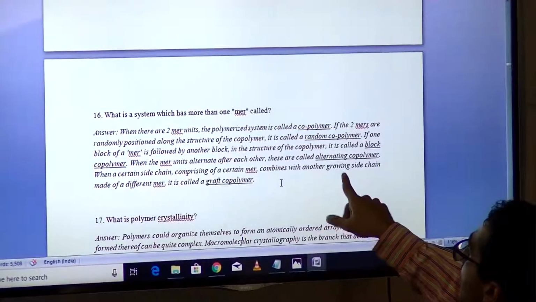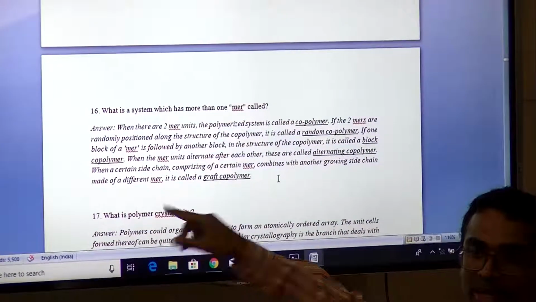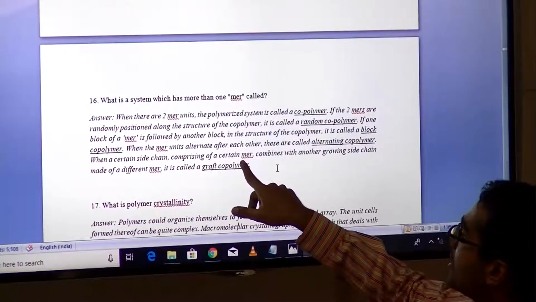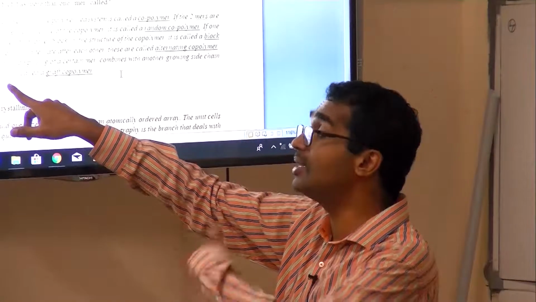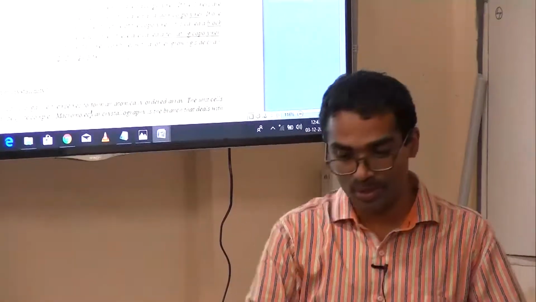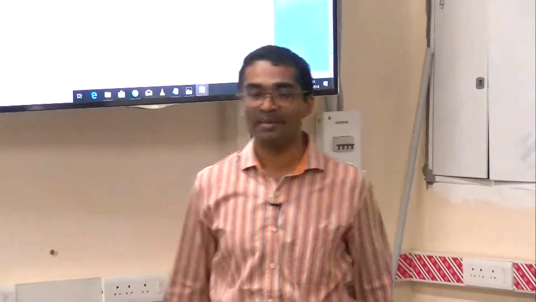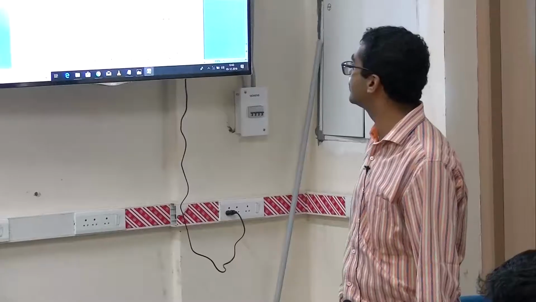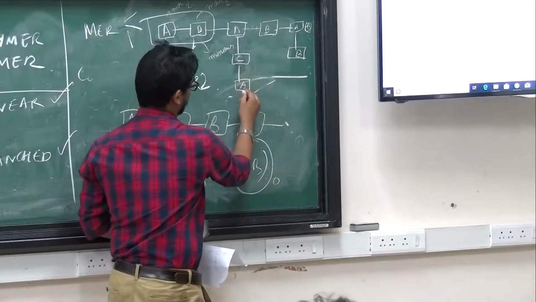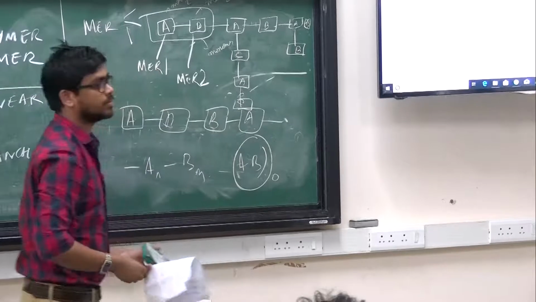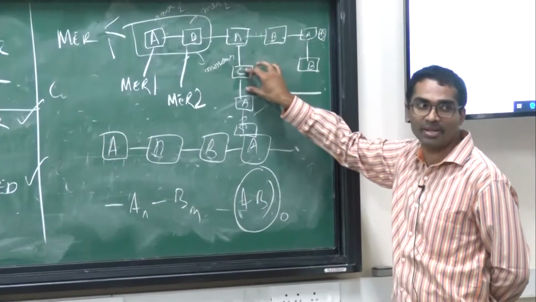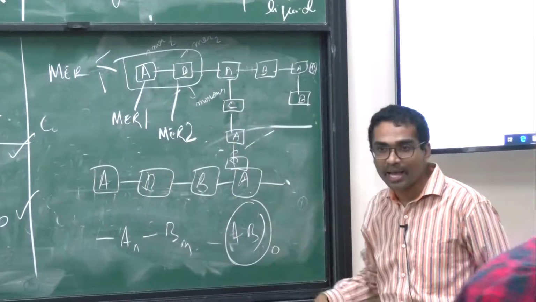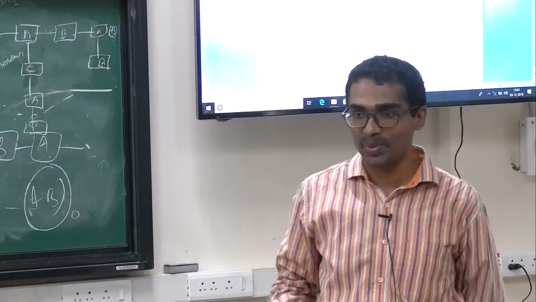And when a certain side chain comprising a certain mer combines with another growing side chain made up of a different mer, now this is interesting, you see, it is called a graft polymer. So, you have one thing growing, another thing growing, and then they basically link up. So, it is grafting. Now, what would determine this? Ultimately, it is chemistry, the reactivities of these species, the functional group here and the functional group here, that determines whether or not grafting would happen, branching would happen, purely linear stuff would happen, and so on, isn't it?